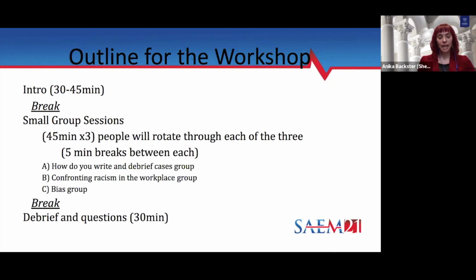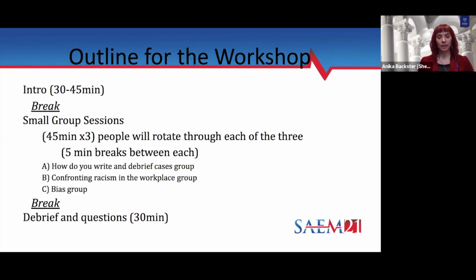Then we'll have a 10-minute break, followed by our small group breakout sessions. These will be 45 minutes each. There are 3 of them, with a 5-minute break in between. Then we'll have another 10-minute break, and then a bit longer debrief, in typical simulation fashion, and more questions from you all.